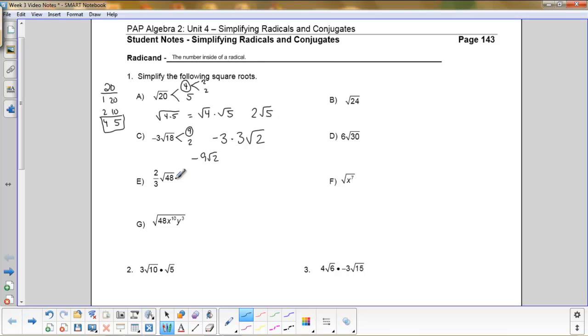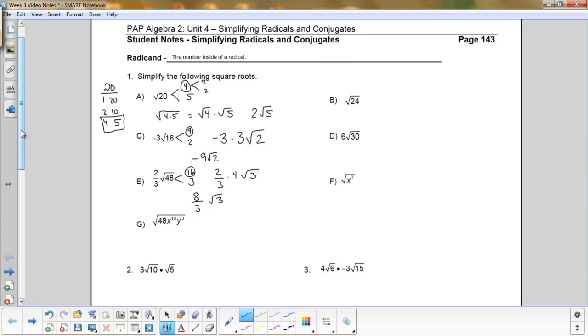Let's look at it one more time with 48. Okay, 48, that's going to be 16 and 3, because 16 is 4 squared. So it's going to be 2/3, because 2/3 is already there. Please get in the habit of looking for that number. You'd be surprised at how many people leave that number off. The square root of 16 is 4, so that's times 4 times the square root of 3, the number that's left inside. So 2 times 4 is 8, so that means that this simplified is 8/3 times the square root of 3.